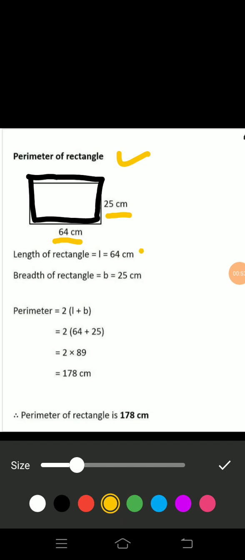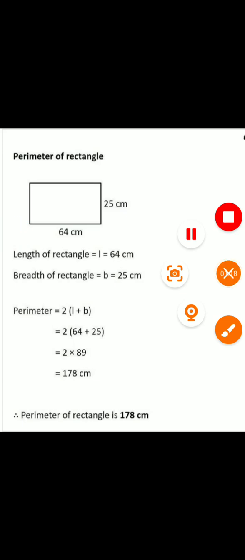So you will write the length of the rectangle is L equal to 64, the breadth of the rectangle is 25, and the perimeter of the rectangle is 2(L plus B). Now you will think how the 2(L plus B) formula comes out. I'll explain that.